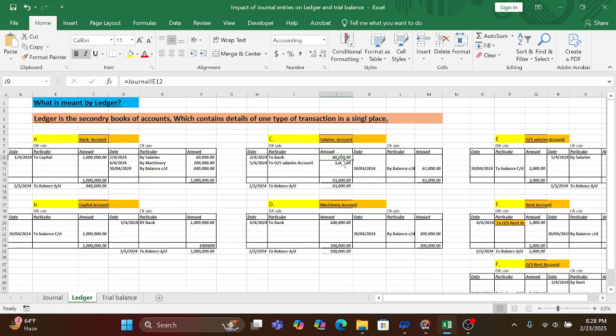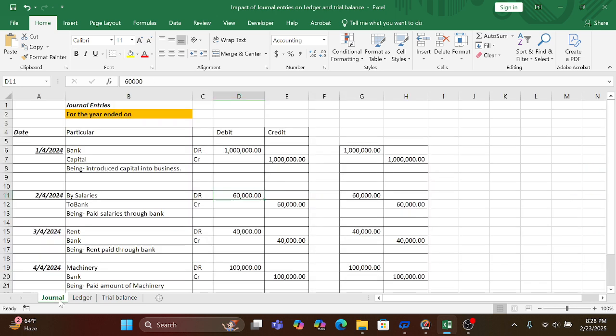And in the bank account, because I am showing 'to bank' here, I have to post the entry in the bank account as 'by salary'. If you see here, in the bank account I have shown the salary on the 'by' side, by salary, that is 60,000. I hope it is easy for you guys to understand.